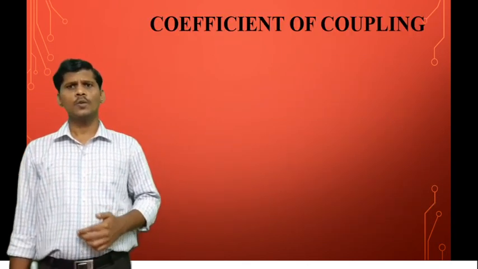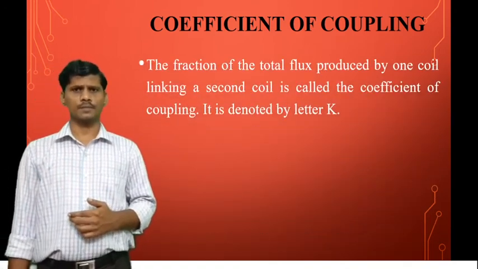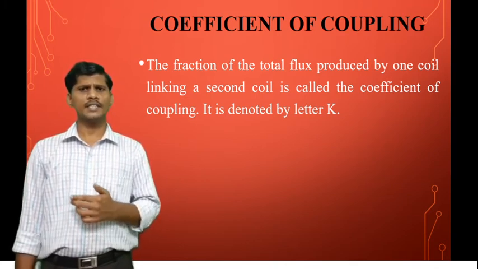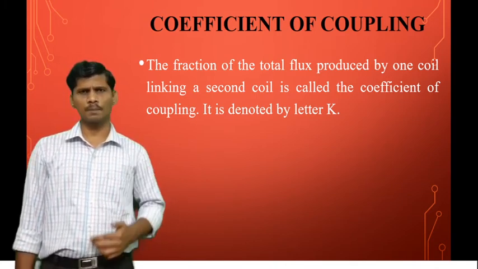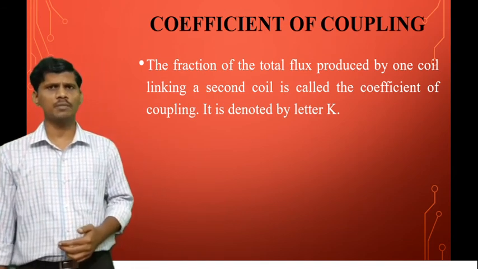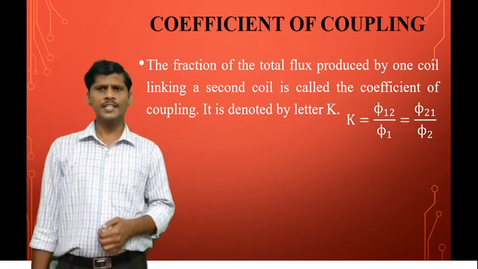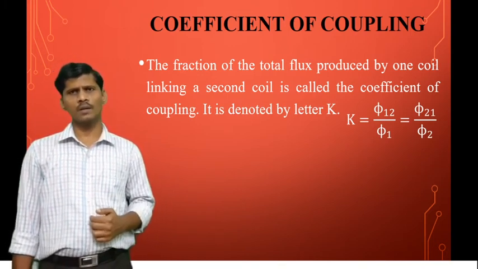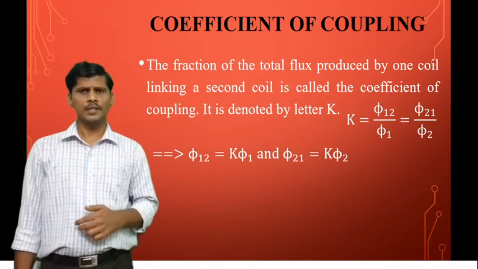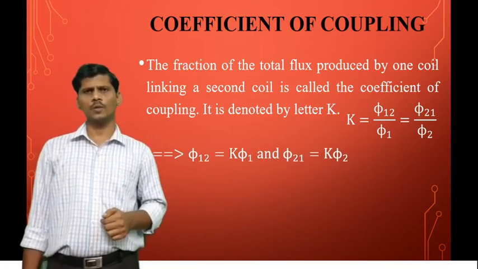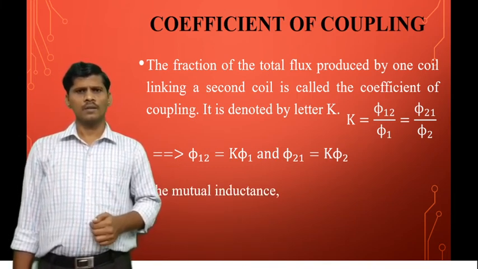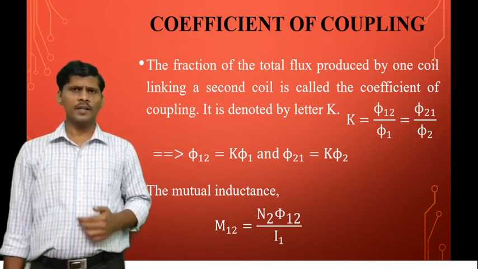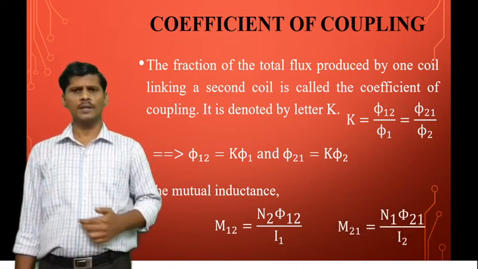Next, coming to the coupling coefficient. The fraction of the total flux produced by one coil linking a second coil is called the coefficient of coupling. The coupling coefficient is represented symbolically by K and defined mathematically as K is equal to pi 12 by pi 1 or pi 21 by pi 2. Take the cross multiplication, pi 12 is equal to K pi 1. The mutual inductance M12 is N2 pi 12 by I1 and M21 is N1 pi 21 by I2.